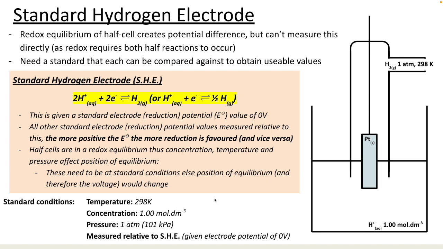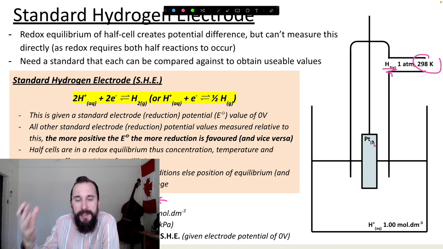Standard conditions is something we've looked at before. They're the same here. We're given a temperature of 298 Kelvin. So that's going to affect what state our substances are in. We're going to look at systems where we've got gases, systems where we've got aqueous, systems where we've got liquids, so on and so forth.